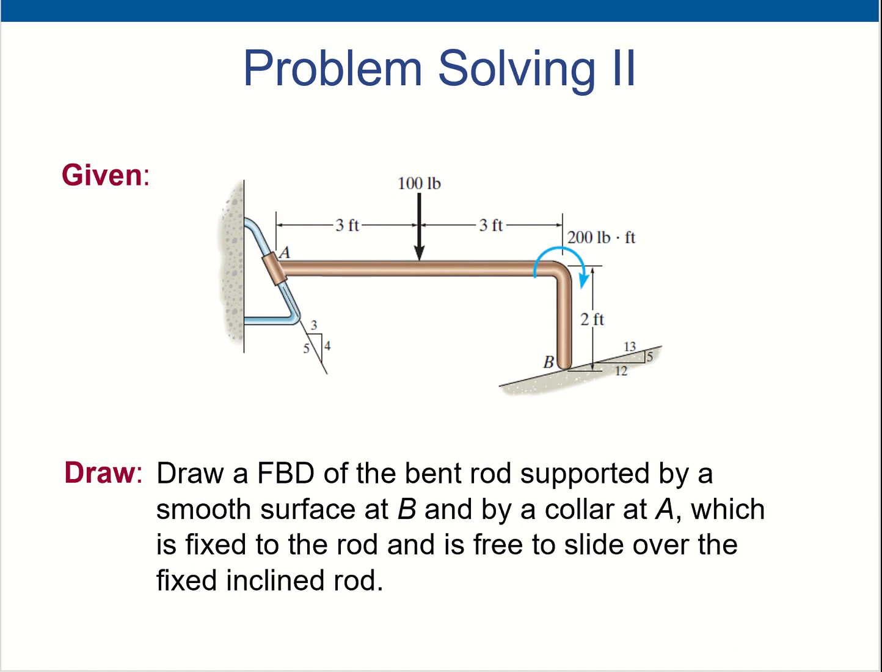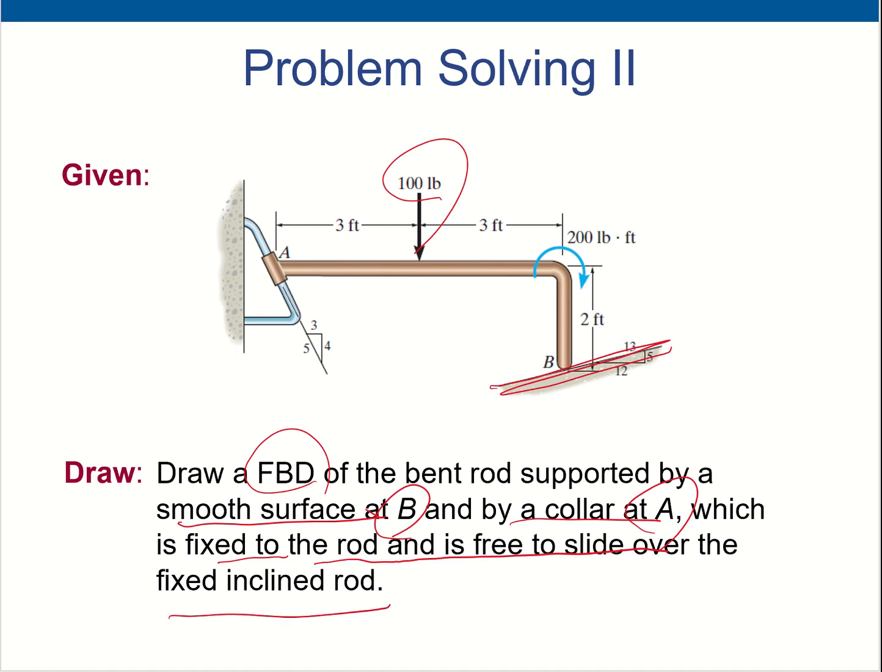The last question is a little bit tricky. We have a rotation here, and we have external forces by this weight, and we need to draw the free body diagram of this bent rod. Here we have information about the smooth surface. This surface is smooth, so there is no frictional force at point B by collar A, which is fixed to the rod and free to slide over the fixed rod.